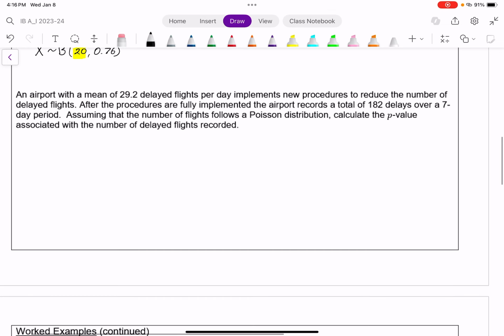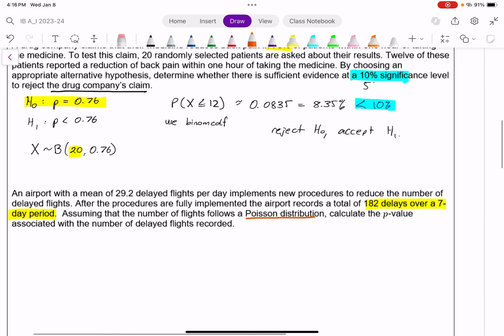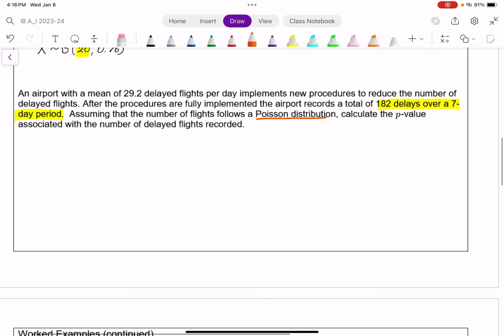All right, with that said, here I have a different question in which an airport has a mean of 29.2 delayed flights per day, but it implements new procedures to reduce the number of delayed flights. After the procedures are fully implemented, we now have 182 delays over a 1 week period, 7 days. So assuming the number of flights follows a Poisson distribution, calculate the p-value, essentially what we figured out up here. But I don't need to do a hypothesis test for this one.